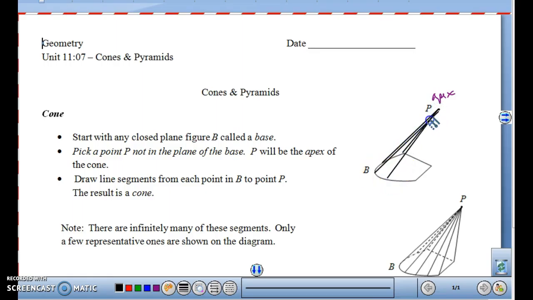Okay, you can draw as many lines as you need as you go around, and you can see any point that I pick on here becomes a cone. It all comes to a point. Alright, so this is a cone.